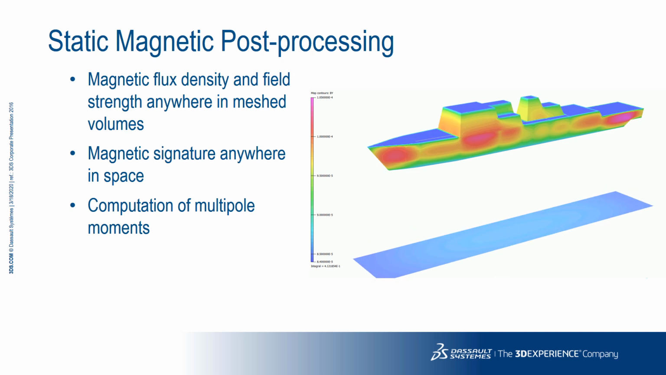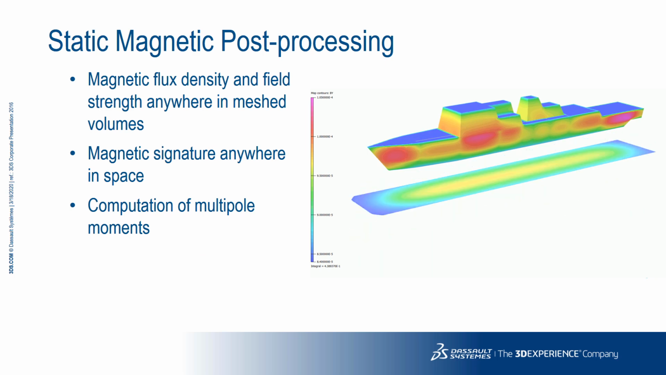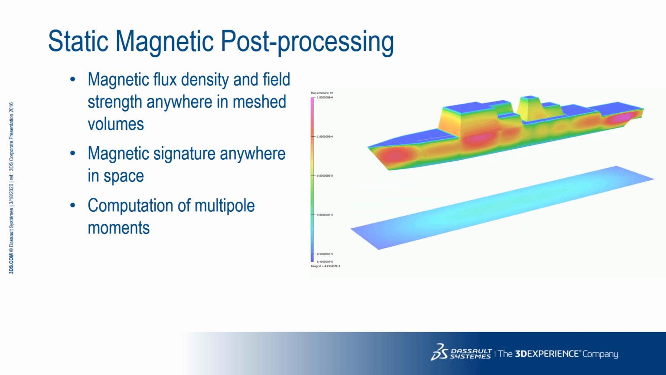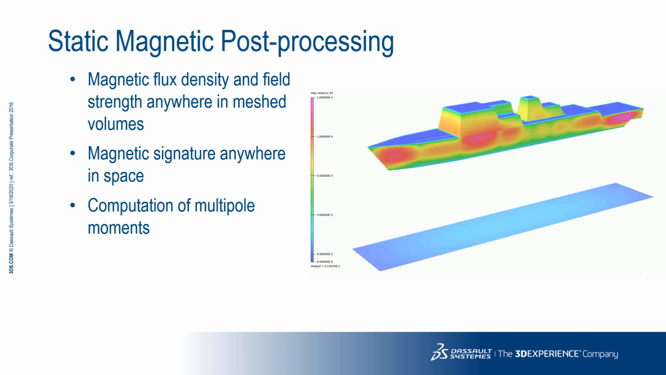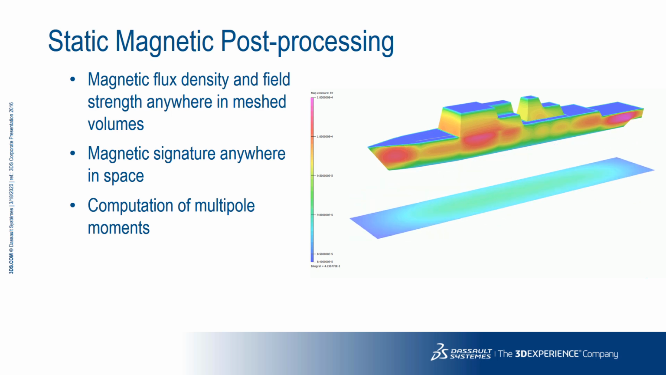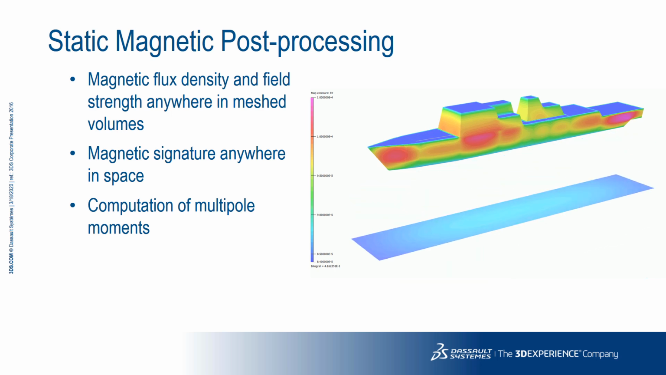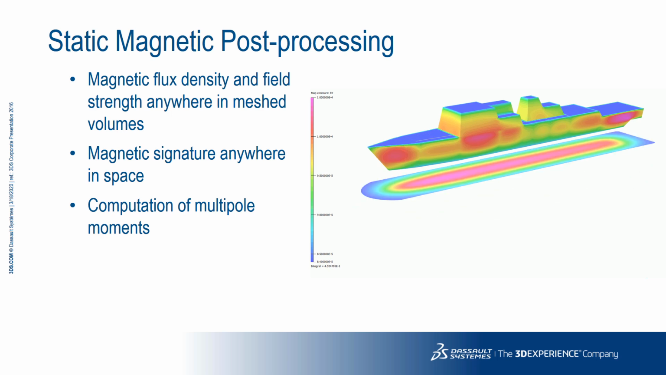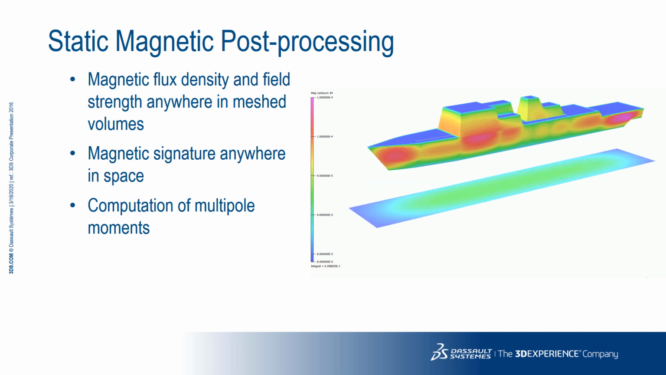Magnetic flux density and field strength can be displayed anywhere in mesh volumes, so you can examine magnetic saturation in the steel and the field in individual compartments. The magnetic signature can be calculated anywhere in space. The field is computed from the integration of magnetization, so it can be calculated outside the mesh volume. Opera supports the computation of multiple moments, either for the entire vessel or individual components.